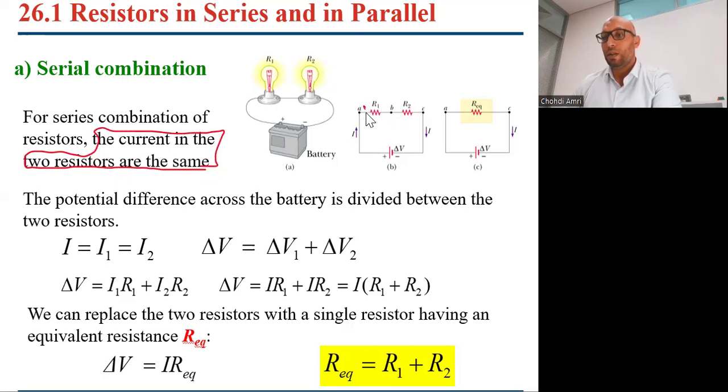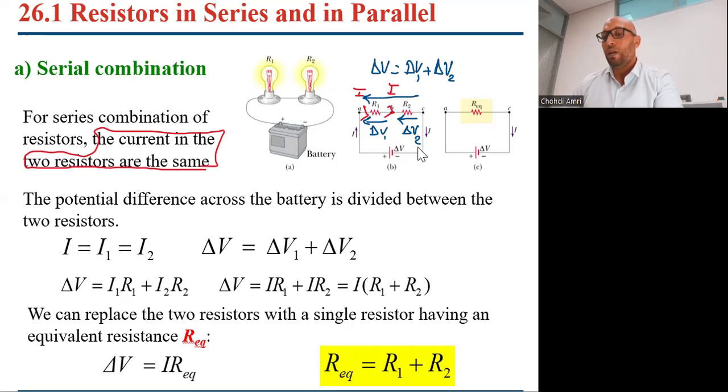In this circuit, the current I is the same for the resistor R1, and it's the same for the resistor R2. So why? Because they are connected in series. What about the potential difference? The potential difference is not the same. So let's say this is delta V1, the potential difference across the resistor R1, and this is delta V2, the potential difference across R2. So what will be the total potential difference across the two resistors? Delta V, which is equal to delta V1 plus delta V2.